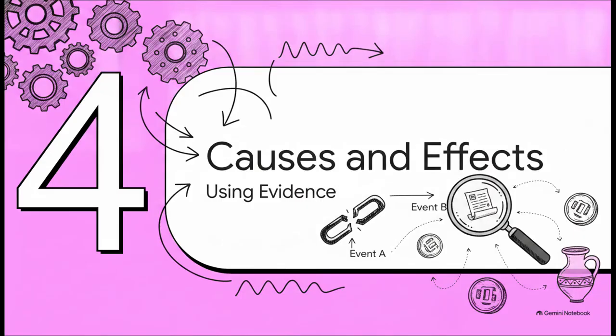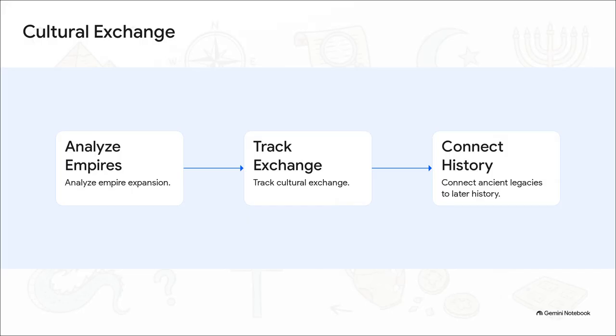Section 4, causes, effects, and evidence. Check out this literal chain reaction of cause and effect. Step 1, an empire expands its borders, right? This creates a massive, unified, and relatively safe territory. Because it's safe, step 2 hits. New trade routes open up, and that directly triggers step 3. Cultural exchange happens. Merchants aren't just out there trading silk and spices, they're trading languages, technologies, and those huge belief systems we were just talking about. It's like a giant domino effect of history.